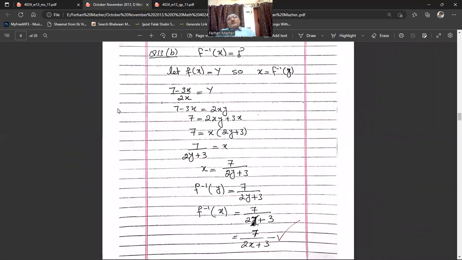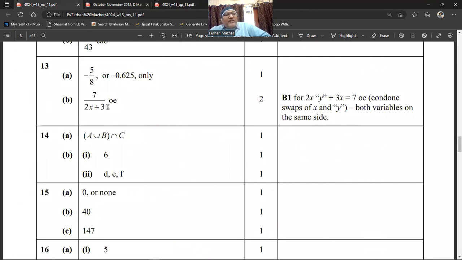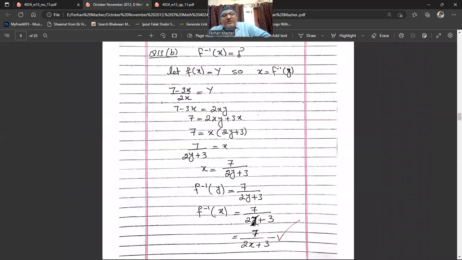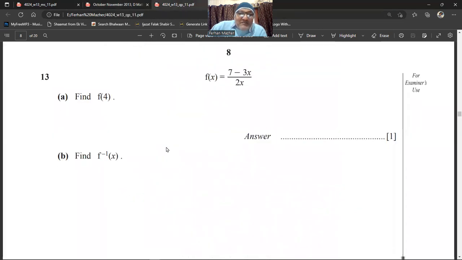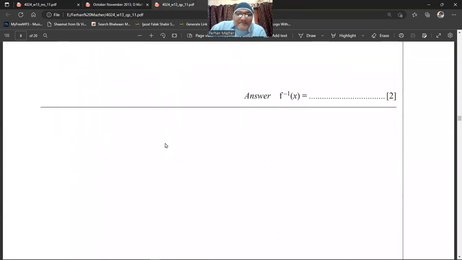Now the whole question is showing up on your screen. Question number 13, B part. First of all, 7 by 2x plus 3. So our answer is right. The solution is showing up on your screen. You can pause the video and you can take your time with this question. Very famous must-come question in the paper 1.